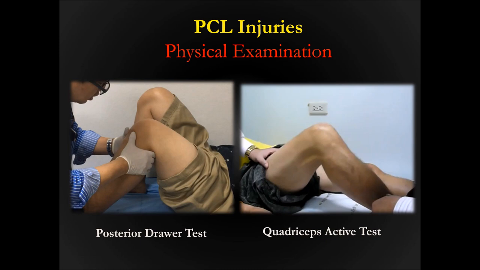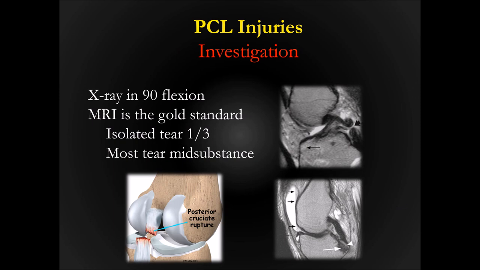When the patient bends, the hamstring will pull the leg down, so you can see that it's sagging down. Then try to kick, so the tibia will go up. We call this the quadriceps active test. So the investigation is X-ray in 90 degrees. I told you that when you put the knee to 90 degrees, the gravity will pull the leg down, so you can see some translation of the tibia compared to the femur.